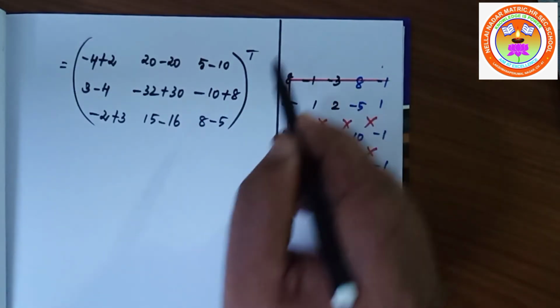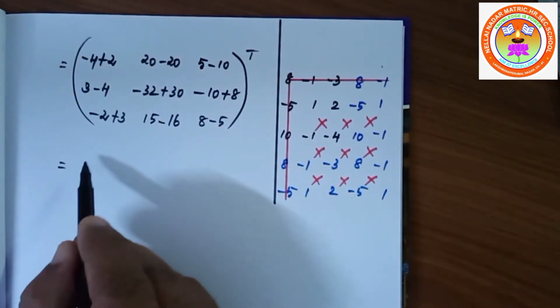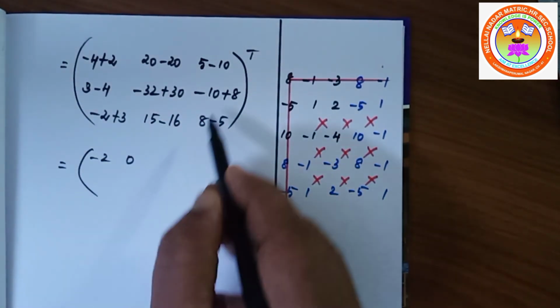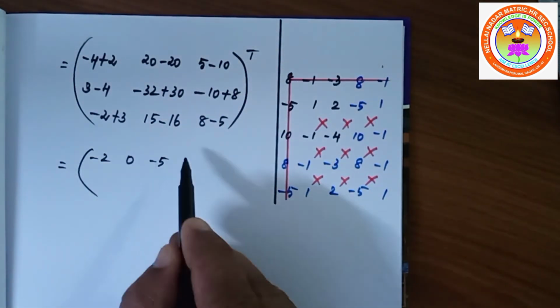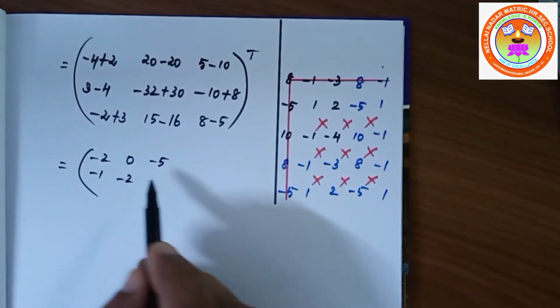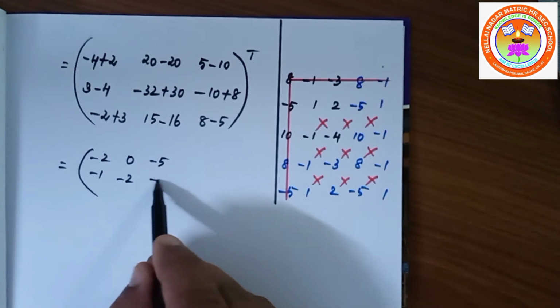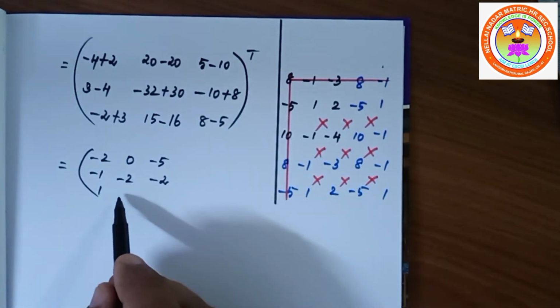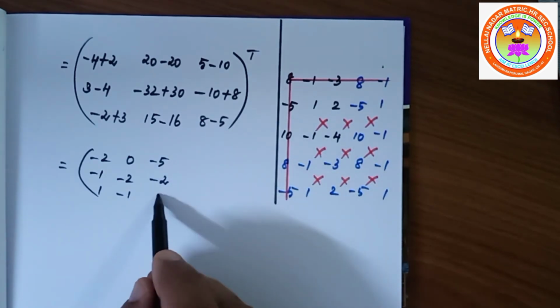At the top, you have to put the transpose, that is equal to minus 4 plus 2, that is minus 2. 20 minus 20 is 0. 5 minus 10 is minus 5. 3 minus 4 is minus 1. Minus 32 plus 30 is minus 2. Minus 10 plus 8 is minus 2. Minus 2 plus 3 is 1. 15 minus 16 is minus 1. 8 minus 5 is 3.